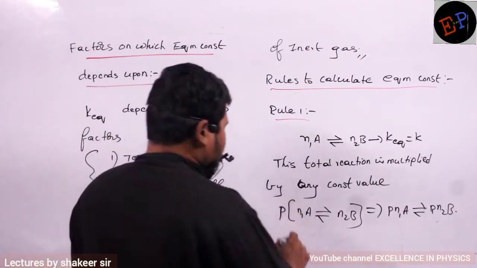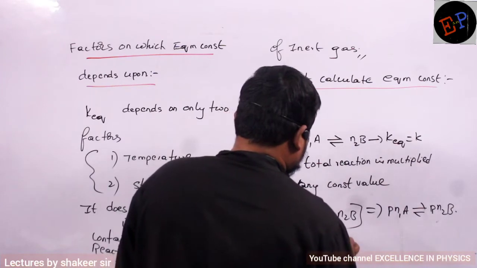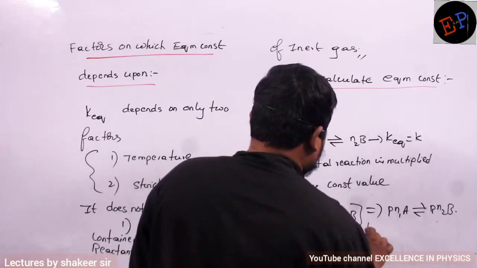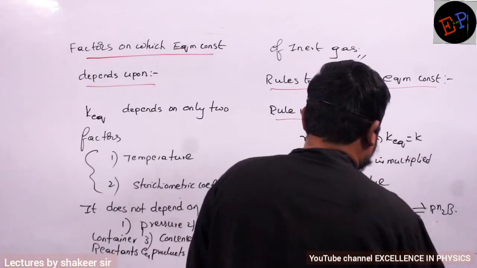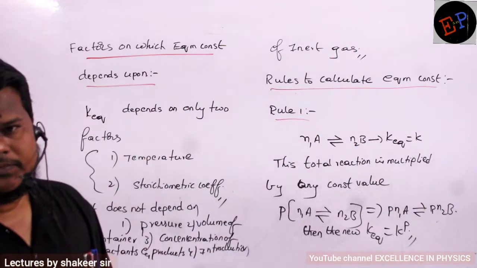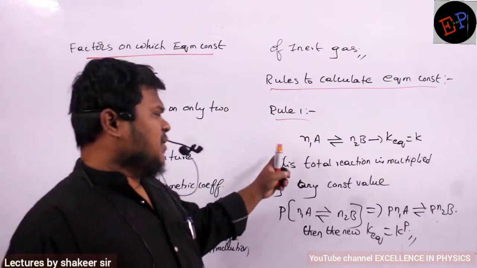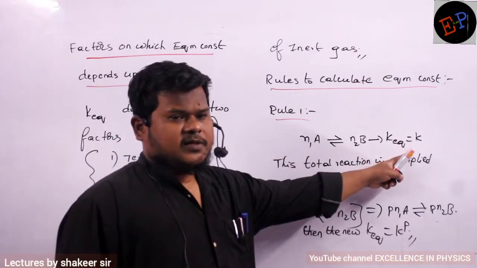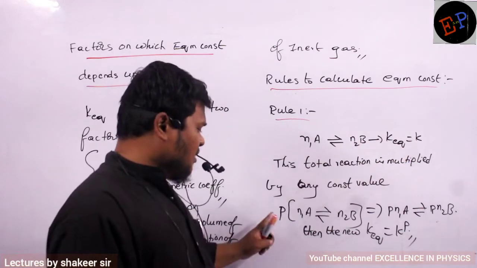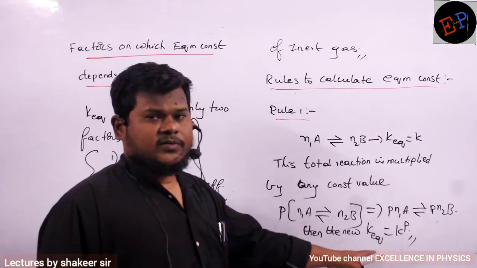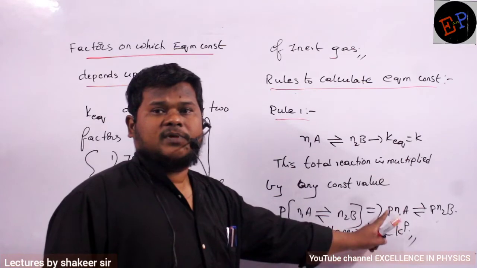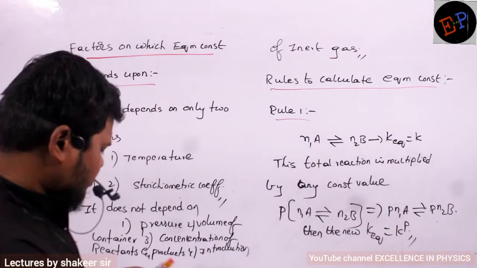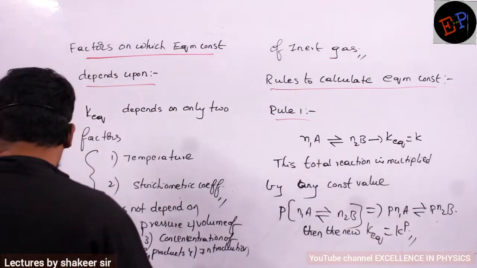Then the new equilibrium constant can be written as K to the power of P. Before multiplying, the equilibrium constant was K. After multiplying by some number, the new equilibrium constant has become K to the power of P. Understood? Make a note. So this is our rule number 1.